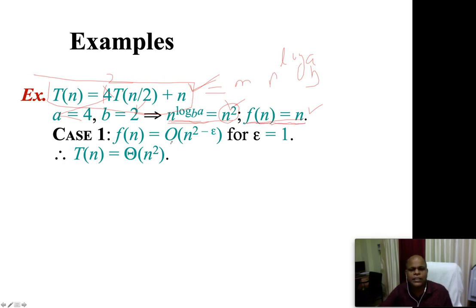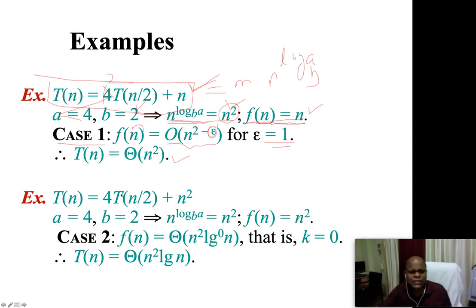That means here f of n is equal to big O of n square minus epsilon. Here we are choosing epsilon is equal to 1, but you can choose other epsilons also. Here epsilon is equal to 1 because f of n is equal to n. Hence T(n) is equal to theta of n square. Which rule is it? Case 1 it is following.